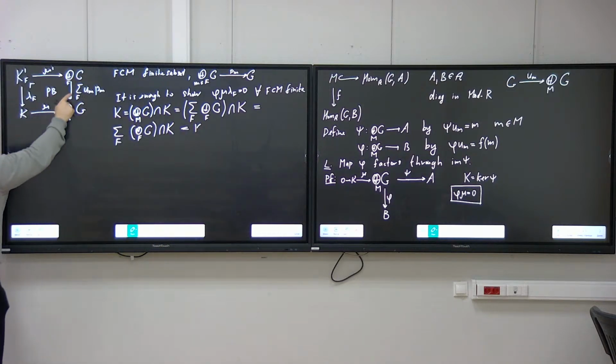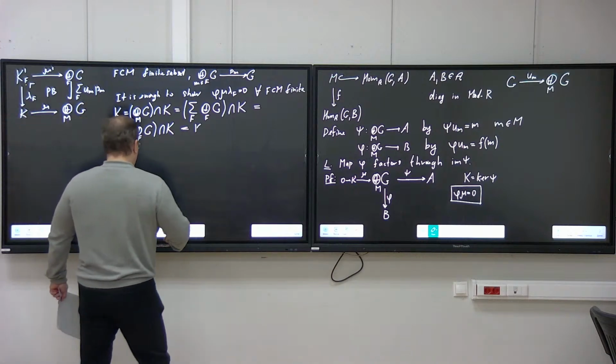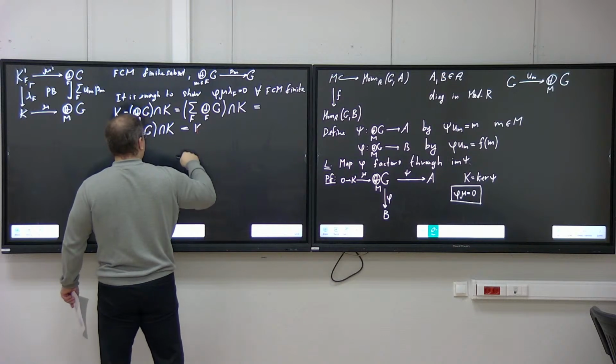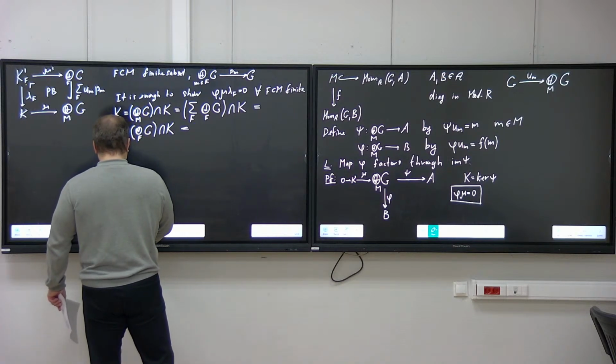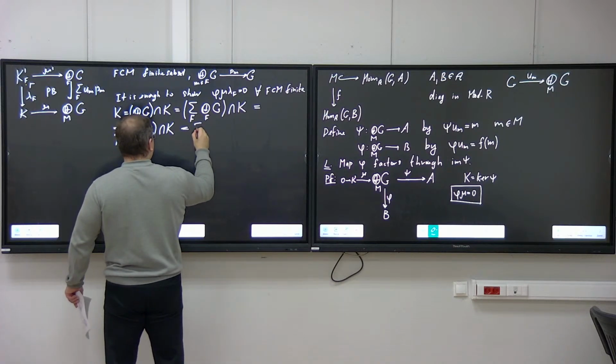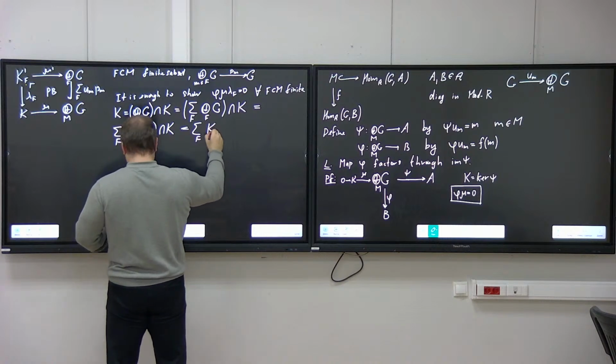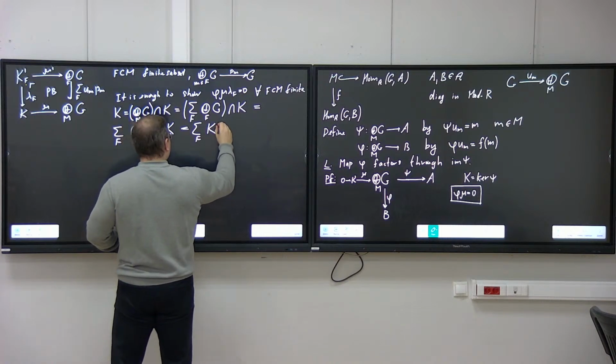Now these two things are sub-objects in the big direct sum. So this pullback actually defines just the intersection. So this will be the sum over F, K F prime.